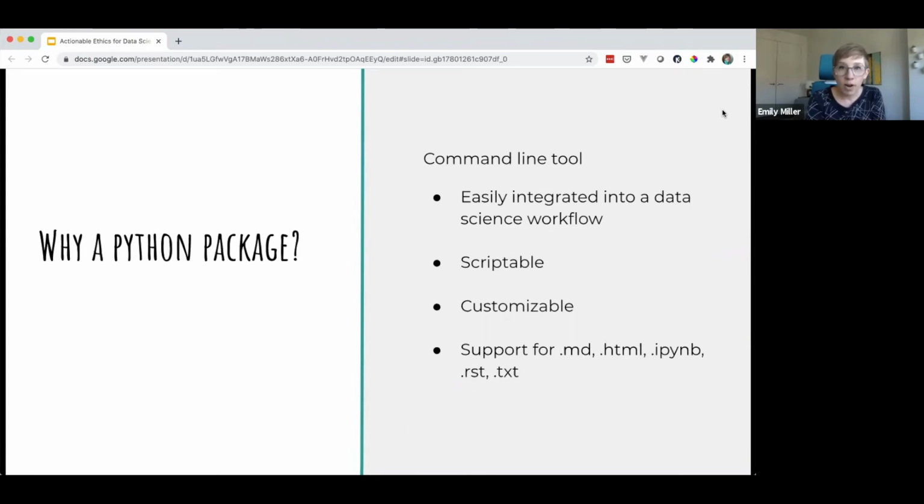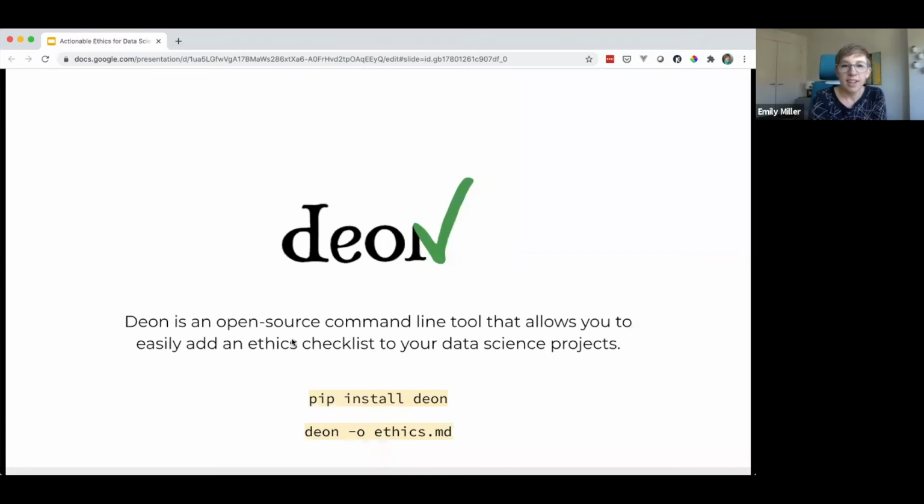And if you're just doing a one-off analysis, say you're just working in a Jupyter notebook, you can also output the checklist to the Jupyter notebook directly and engage with some of the questions right alongside the analysis that you're doing. So Dion takes only 2 lines of code to use. The first is to install it, pip install Dion, and then the second is to output the checklist to the file of your choosing. And that's all it takes to get started.